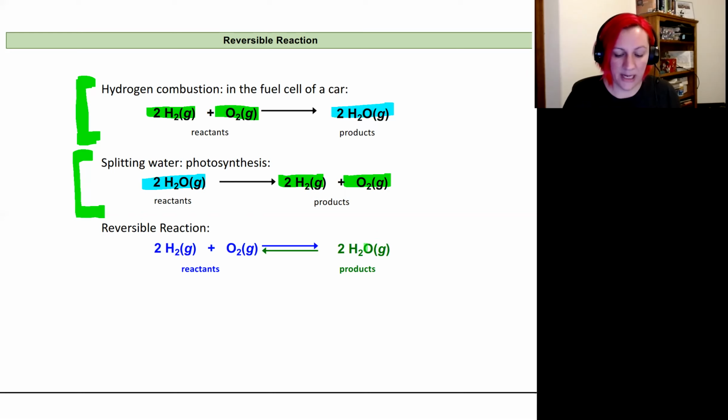So a reversible reaction is when we have our reactants forming products, and at the same time, those products can collide with one another and form the reactants. We have both processes happening at the exact same time in the same space.